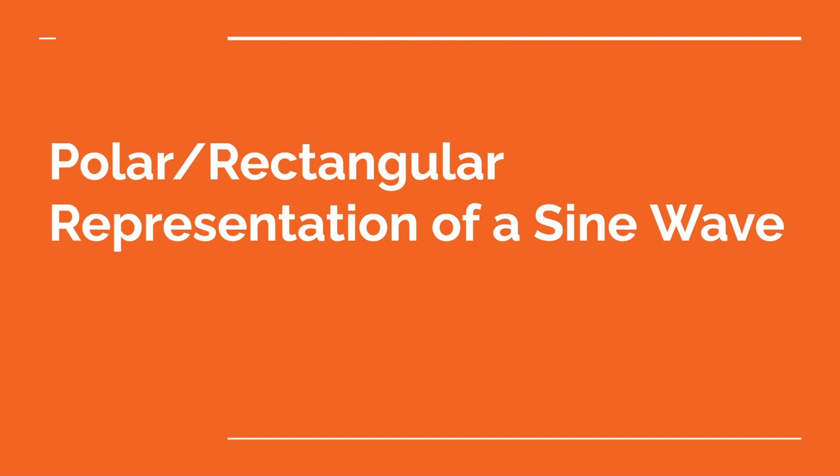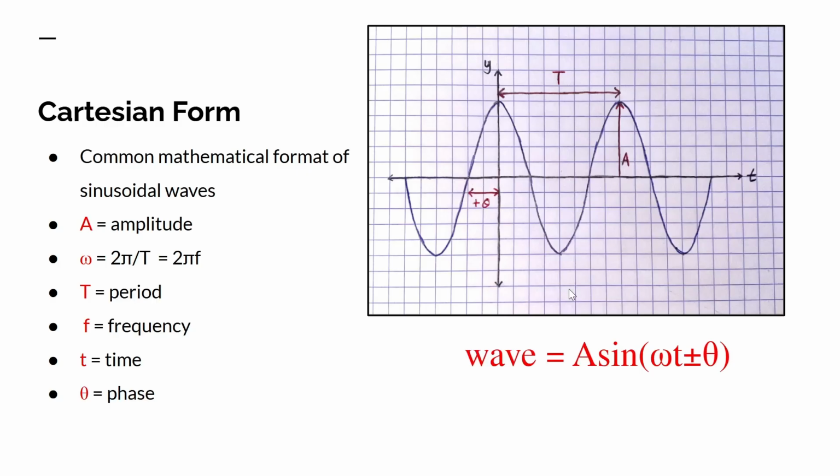Today I will be explaining the polar and rectangular representations of a sine wave. First, the Cartesian form, which is the most common form of a sinusoidal wave.